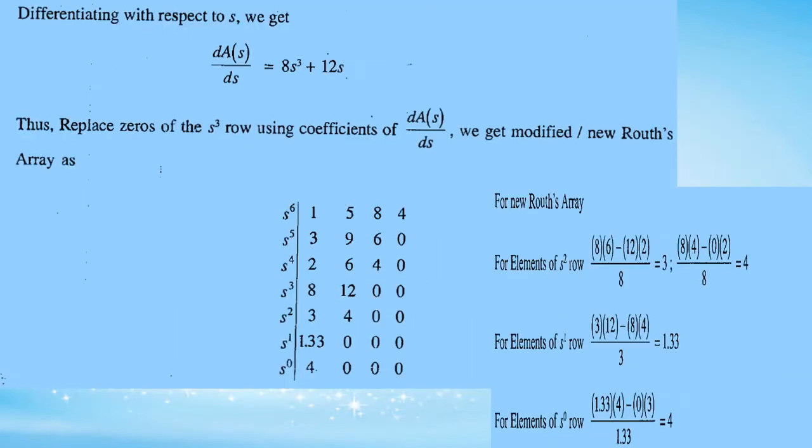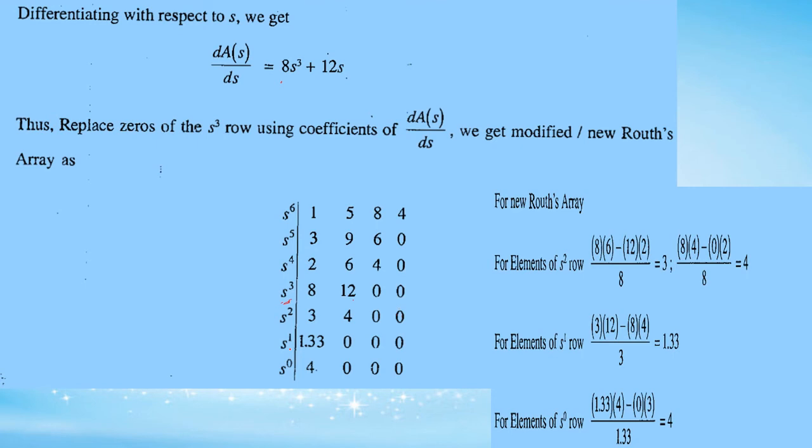Now I take the derivative of that. So it will be 8s cube plus 12s. So in the s cube row, write these coefficients 8 and 12, 0 and 0. The next s squared row can be got as (8 into 6 minus 12 into 2) by 8, that is 3. Then (8 into 4 minus 0 into 2) by 8 is 4. Again (8 into 0 minus 0 into 2) by 8 is 0.